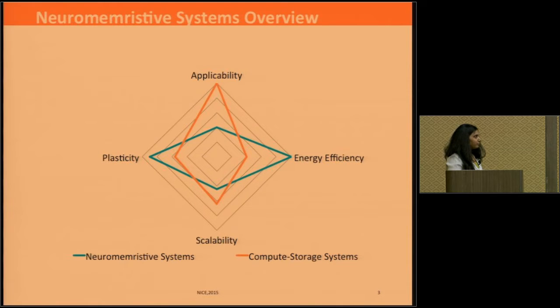And compared to traditional compute storage systems, which are immutable, the plasticity is higher in neuromemristive systems. And currently, the scalability of these systems is not better than the compute storage systems, and perhaps it's in its infancy. So probably we'll have better scalable systems in the future.